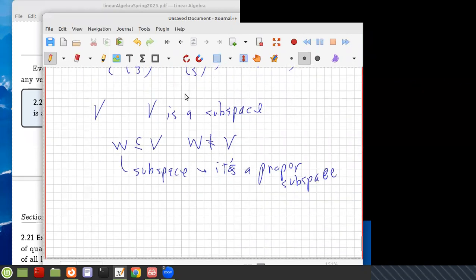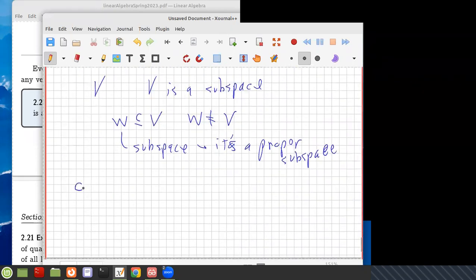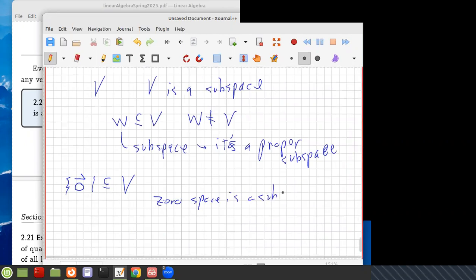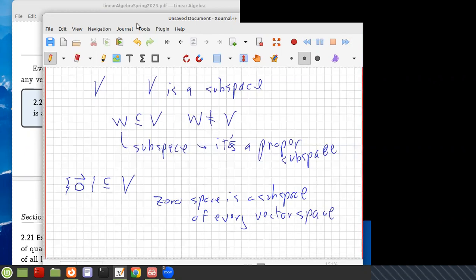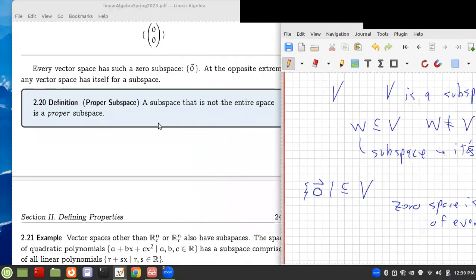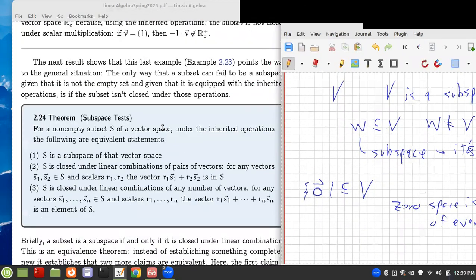The other one is that every vector space has a zero space. This is because the zero vector is a subvector of V, so the zero space is a subspace of every vector space. Okay, so these are just some features of what you're beginning to get from your definition.